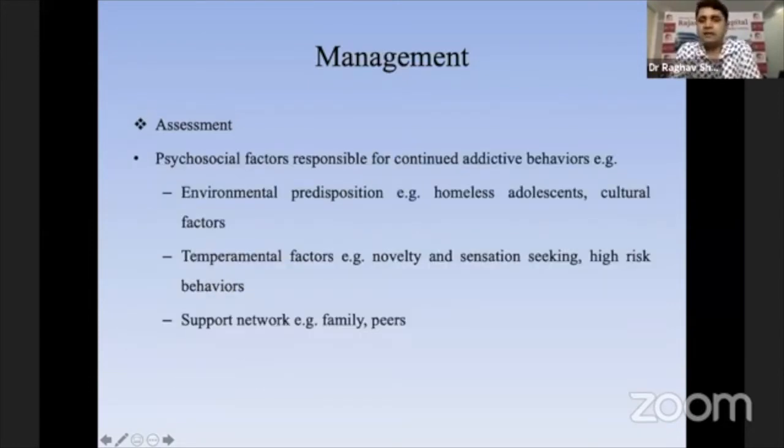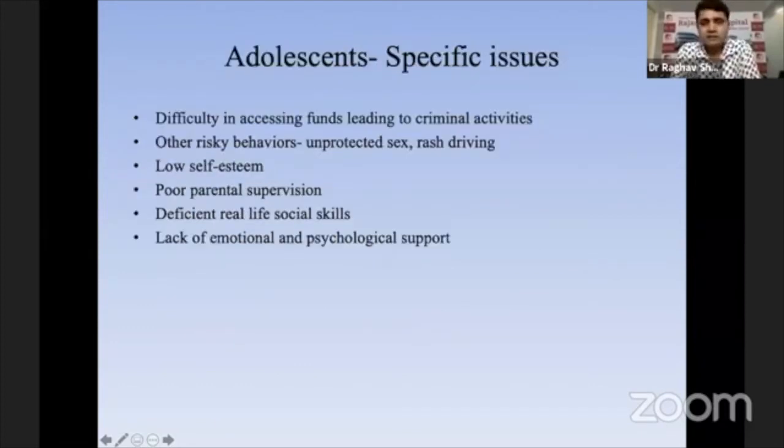Now, other parts of assessment are regarding the environmental predisposition, like what options the child has at home, cultural factors, temperamental factors like novelty, sensation seeking, high risk behaviors, support systems like how many people are there in the family, friend circle, whether it is there or not. They all help in treatment also later on. And there are some adolescent specific issues which need to be focused on. If we find an adolescent excessively indulging in a behavioral addiction, then we need to assess how he is funding his activity, because chances of stealing or leading into a criminal activity are very high. Other risky behaviors, low self-esteem, poor parental supervision, deficient real-life social skills, lack of emotional and psychological support, they all need to be addressed.